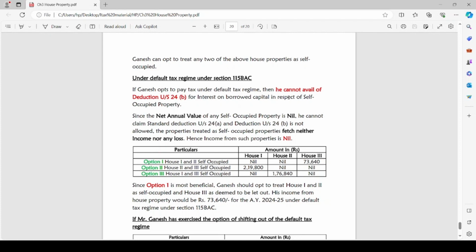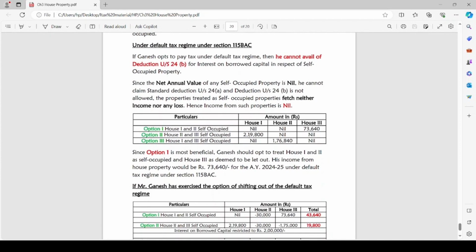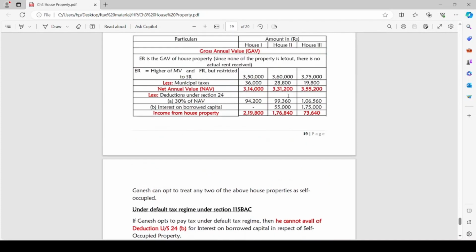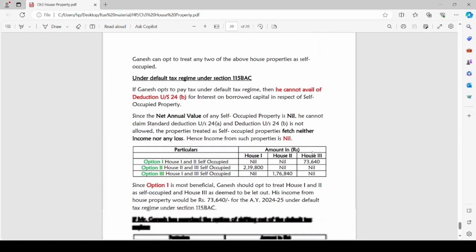If we look at the table below, there are three houses, house number 1, 2, 3, and here there are three options for Ganesh. In the first option, he is treating house property 1 and 2 as self-occupied. In such case, the income from house property 1 and 2 will be nil. And income from house property 3, if it is let out, it will be 73,640.